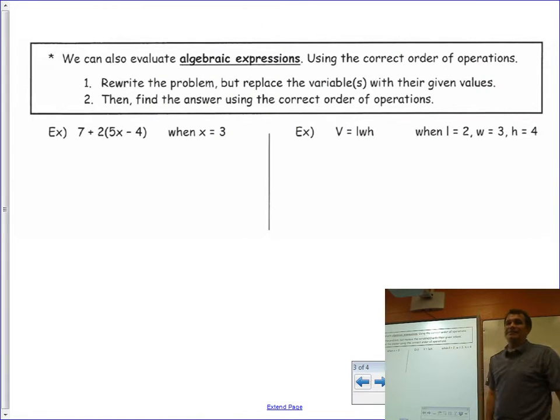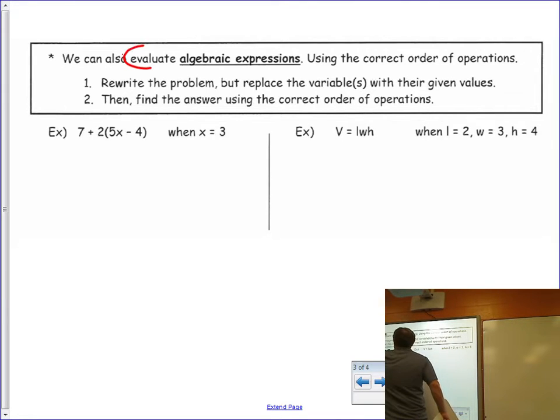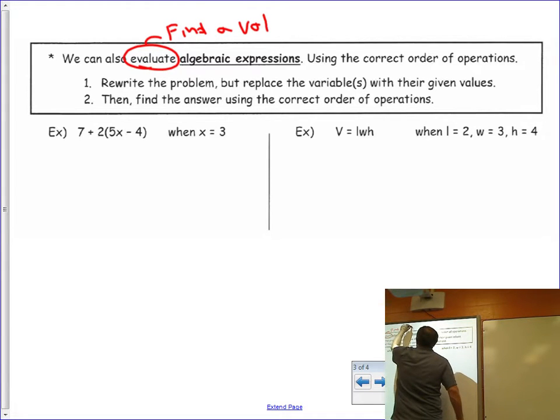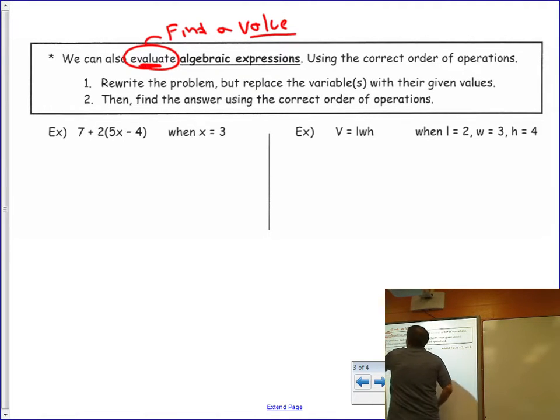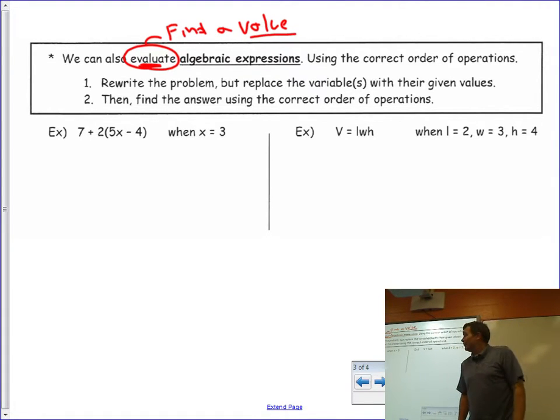All right, the last thing we need to go over then is how to evaluate an algebraic expression. An algebraic expression is just an expression that has variables in it. That's really what algebra means, working with variables. And the word evaluate is the one I'd like to talk about for a second. Evaluate means find a value. All right, it's almost right there in the word value. When you evaluate an expression, you are being asked to find a single value for that expression.